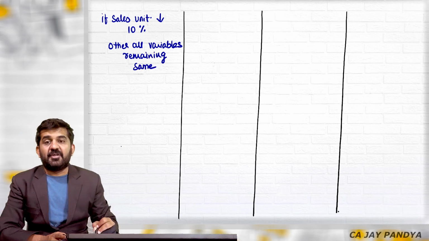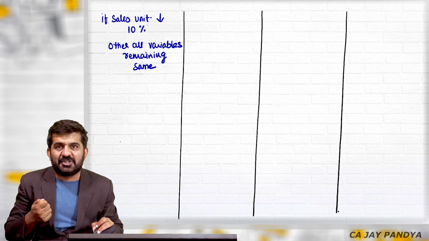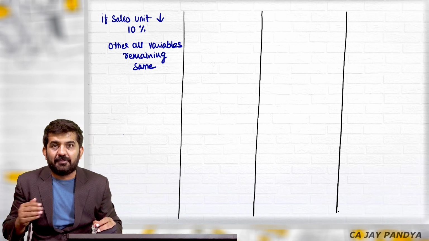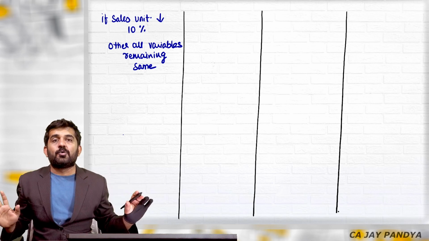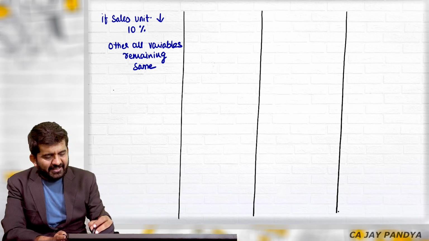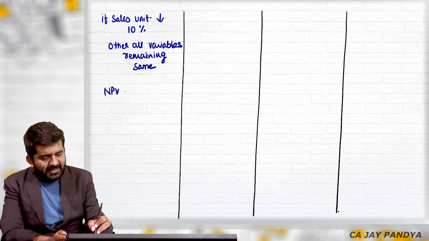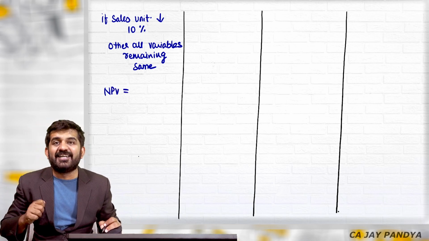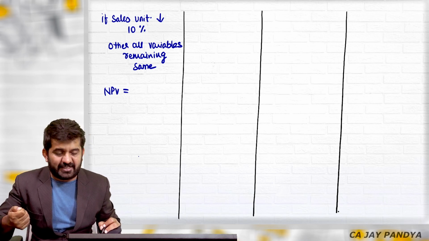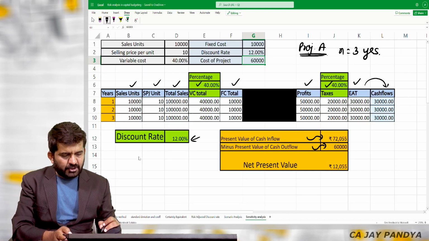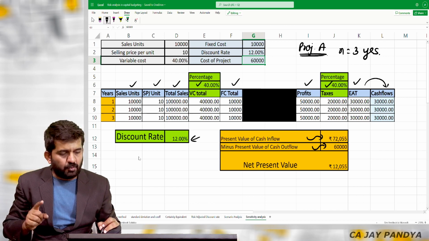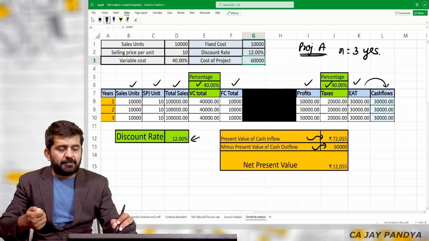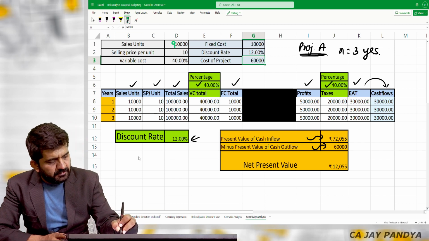please understand, if you are doing sensitivity analysis in a book without the help of an Excel sheet, it will be extremely difficult, because then you will have to solve the full question again. But in my case, I can directly get NPV. If a sales unit decreases by 10%, what is the current sales unit? 10,000. If it decreases by 10%, it will become 9,000.